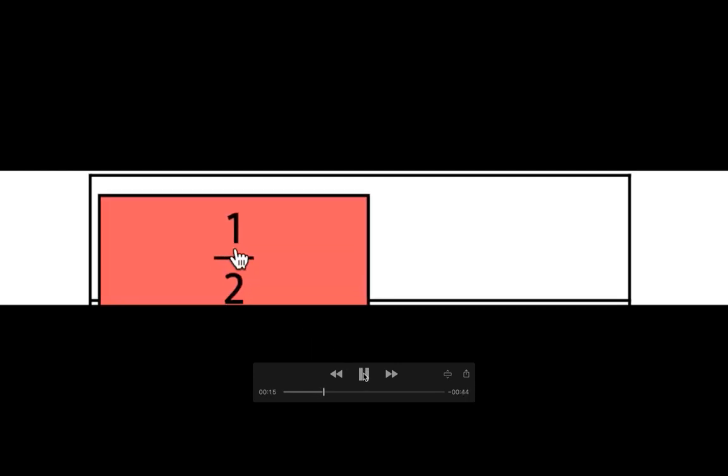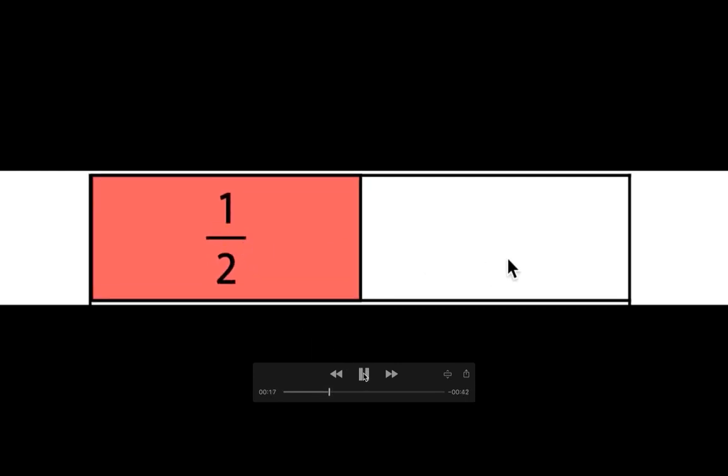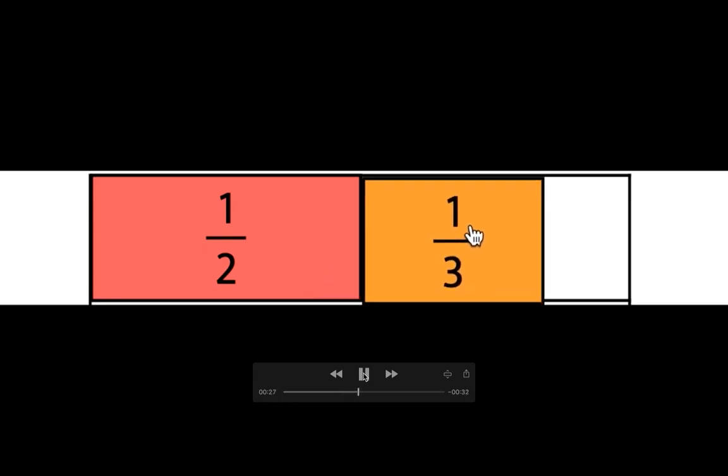Here we have a fraction bar that we need to fill in. The very first fraction we're going to use is 1/2. Let's shade 1/2 of this fraction bar in red, and we're going to fill the other half of the fraction bar not with 1/2, but with 1/3.